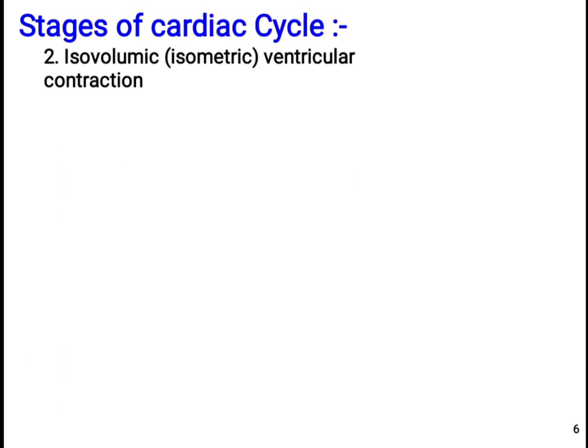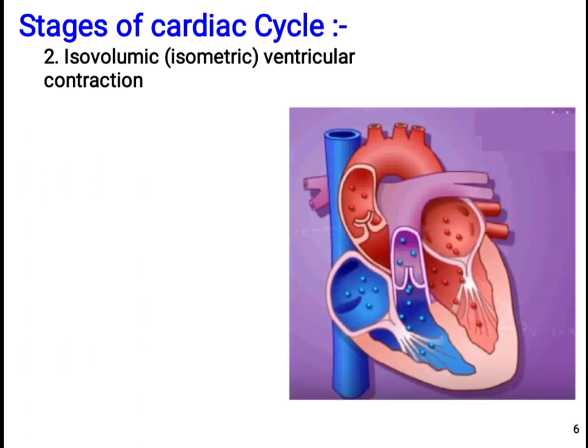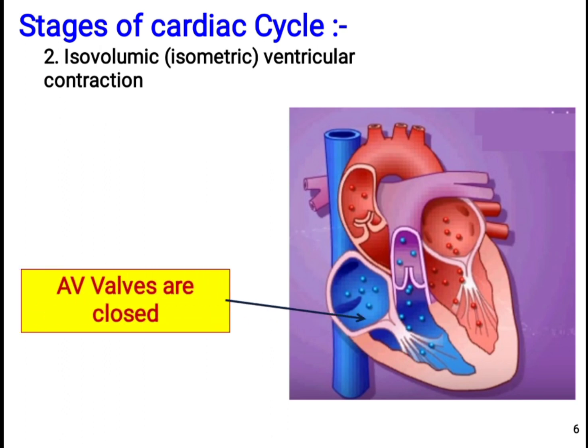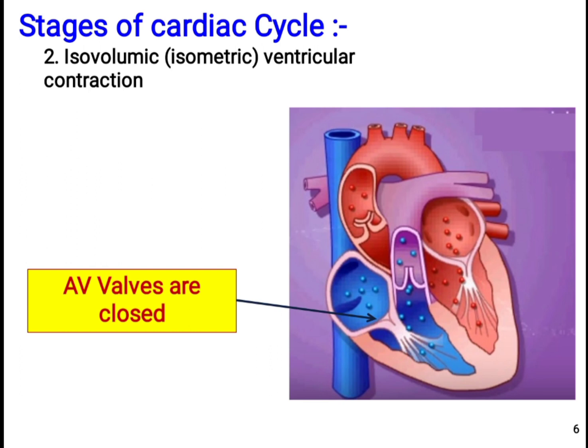Our second stage is what we call isovolumetric ventricular contraction. When you look at isovolumetric ventricular contraction, the ventricles are contracting. The wave of electrical excitation has now spread into the ventricles. The myocardium of the ventricles is depolarized, and when it gets depolarized, we start seeing it undergo contraction. So when the ventricles start contracting, automatically we see the pressure in the ventricles starting to rise.